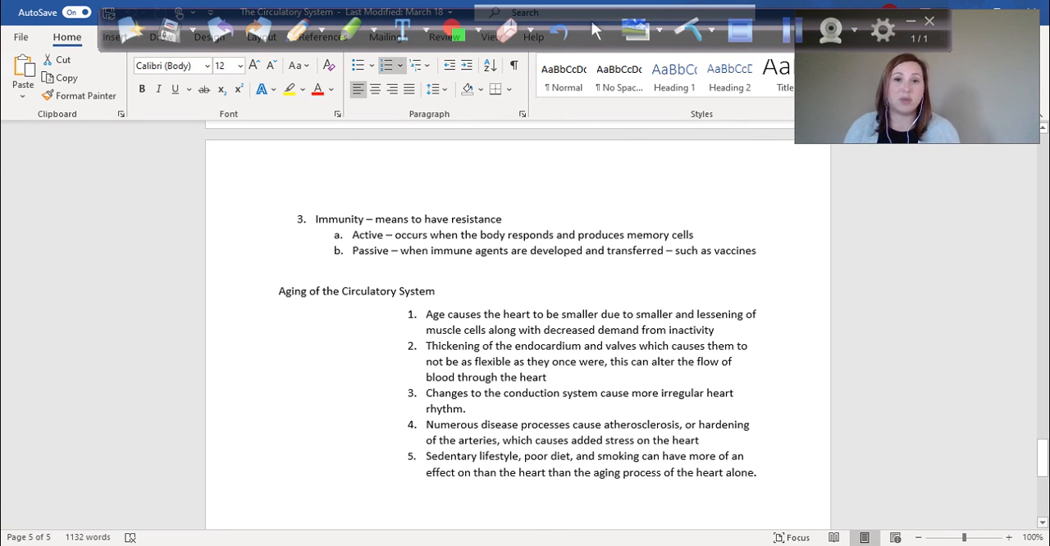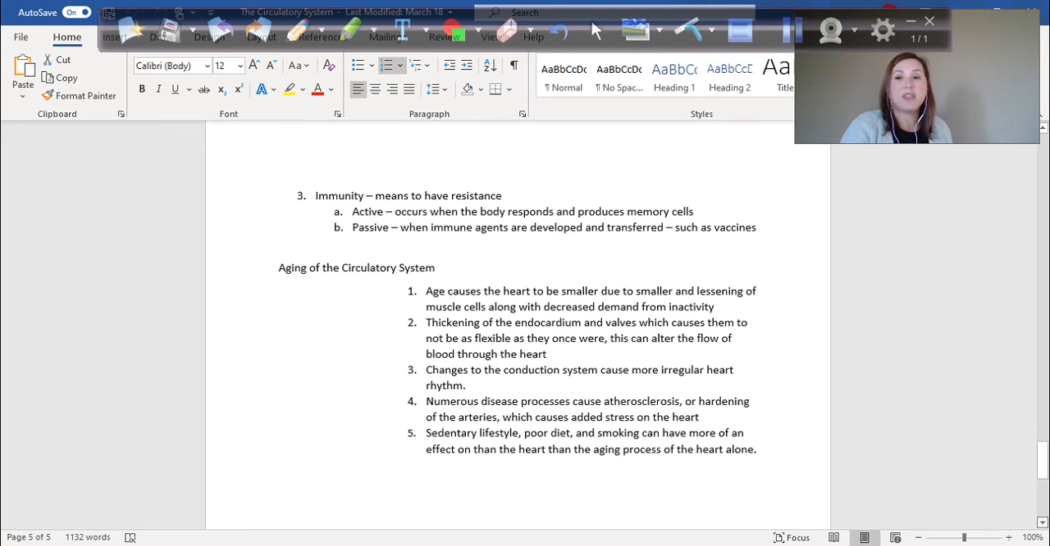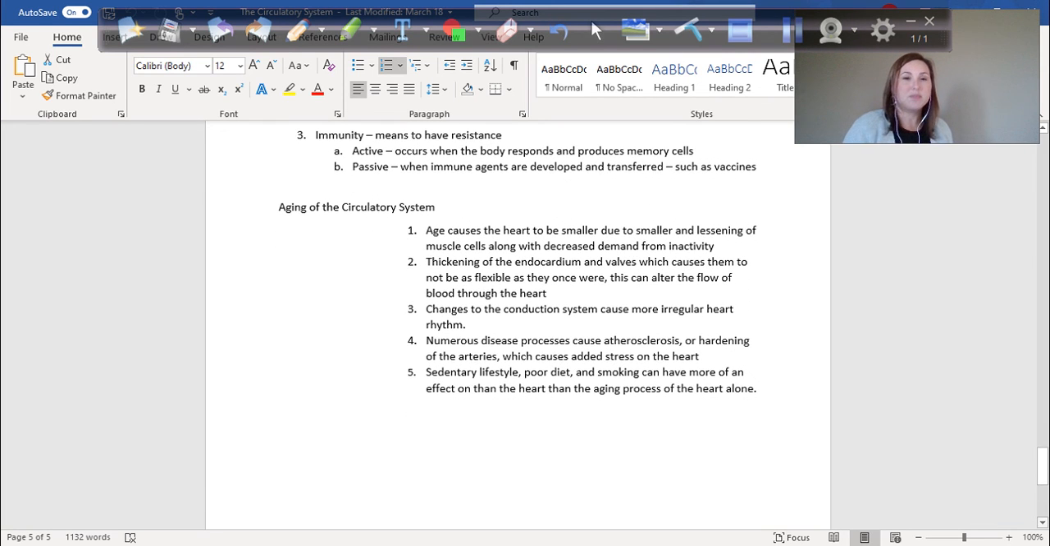We can have active immunity when our body responds and produces those memory cells, and we can have passive immunity that comes from vaccines, where our body is given a vaccine and then it helps to prevent that bacteria or that virus from infecting us.